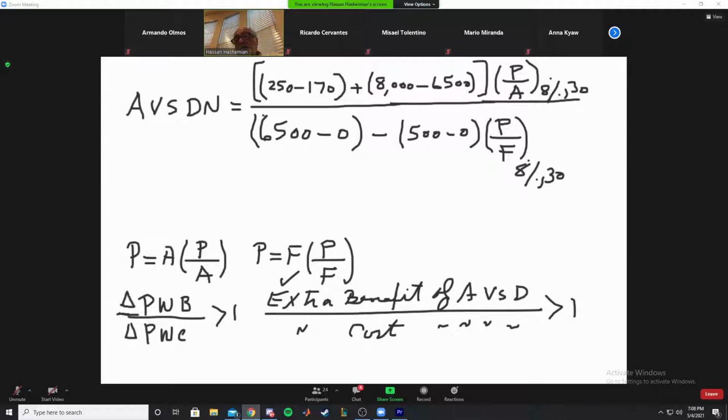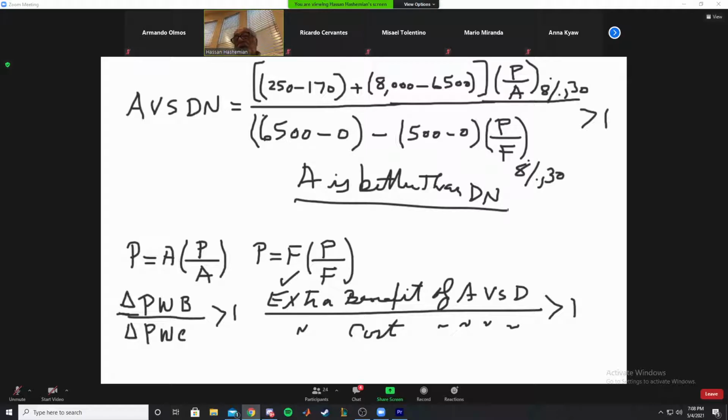Which one has a higher benefit? If you calculate this, if it's greater than 1, then A is better than do nothing. So comparing these two alternatives, A is better. If it was less than 1, then do nothing is better. Because that extra benefit, my extra cost is more than that. I don't want that extra benefit. Any question on that?